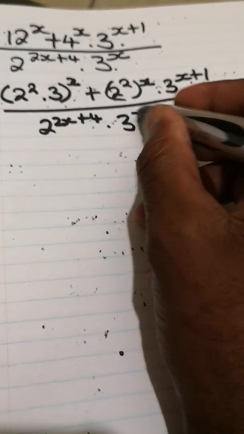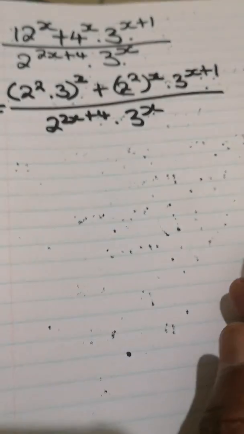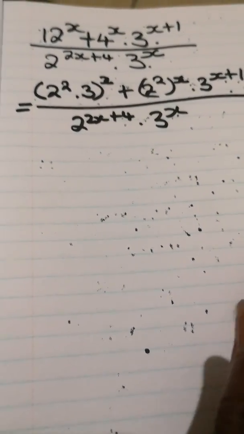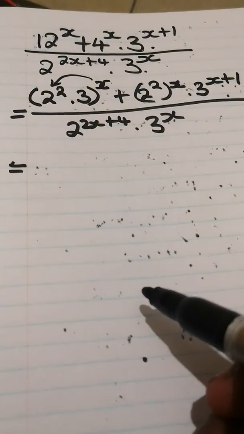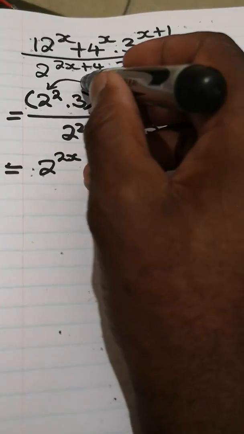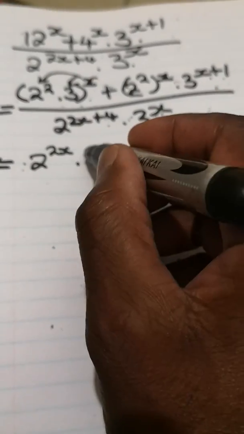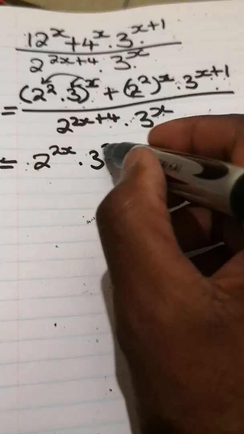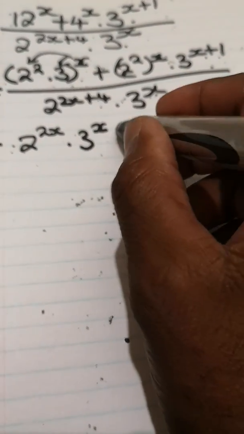Then times 3 to exponent x. Then from there, I'm going to distribute the exponent that is outside the bracket to each and every number inside the bracket. So this x times this exponent 2 that we have, it will be 2 to exponent 2x. We are multiplying this exponent 2 times x. Then we distribute the exponent to 3, which means it's times 3 to exponent x. Then plus.